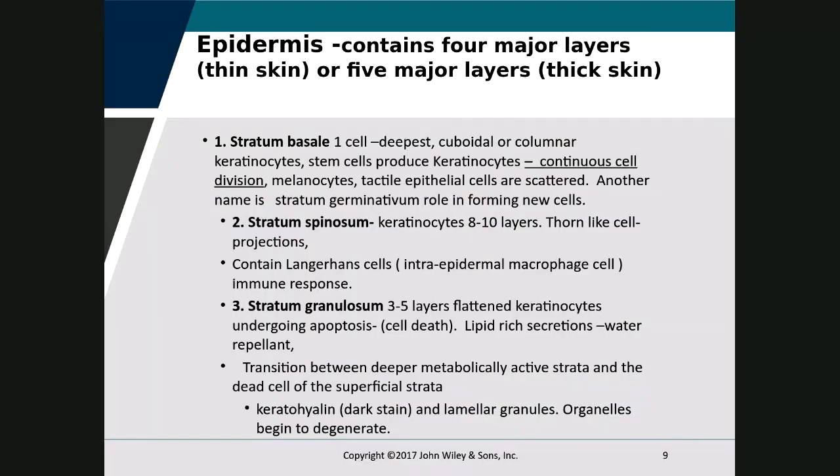So there's 5 major layers of our skin. The first one is the stratum basale, which is the deepest. So this is where we have continuous cell division, and the keratinocytes are in this layer. We also have melanocytes, and we have the tactile epithelium cells in this region. Stratum basale is also called stratum germinativum because it's continuously forming new cells.